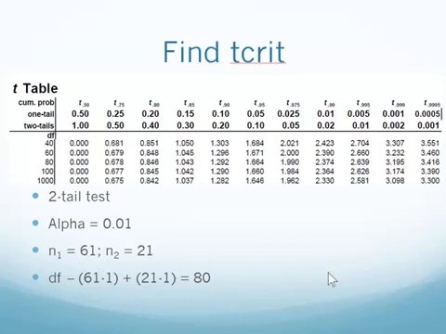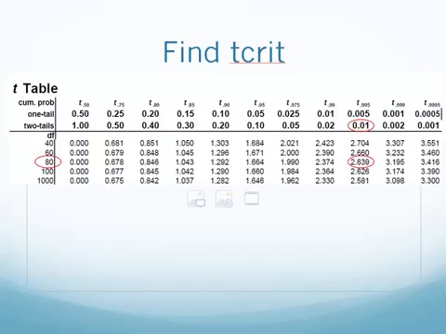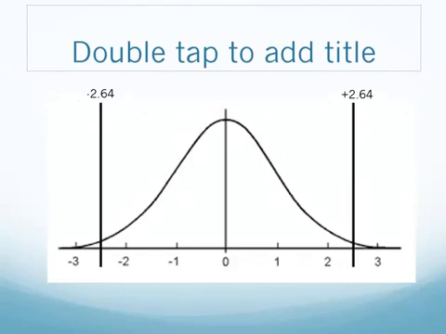So 61 minus 1 plus 21 minus 1 equals 80. So 0.01, two tails combined, 80. We get a t-critical value of 2.639. And note, that should be plus or minus 2.639, because it's a two-tailed test. And just like you have it right there, I've rounded it up.